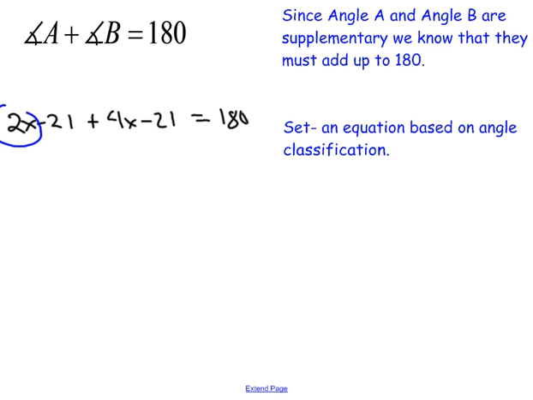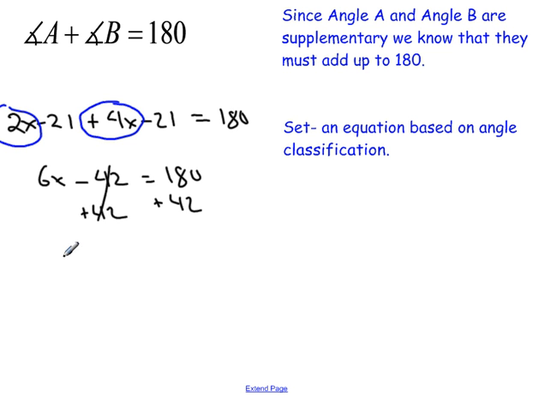So 2x plus 4x, that is going to give us 6x. Negative 21 minus 21 is negative 42. Bring down everything else and add 42 on both sides. We get 6x equals 180 plus 42, which is 222. Divide both sides by 6. X equals 37.